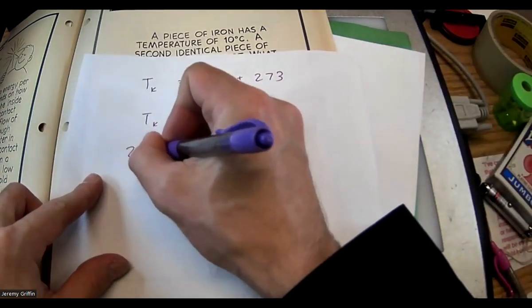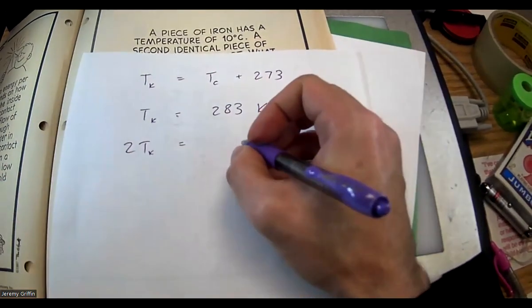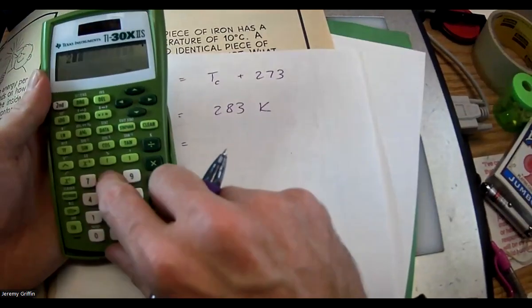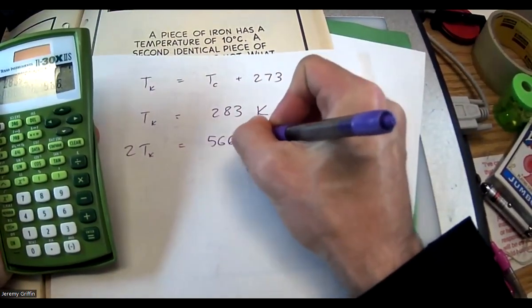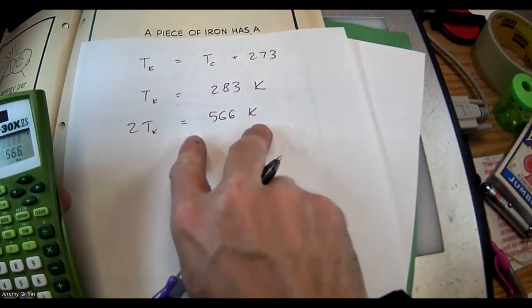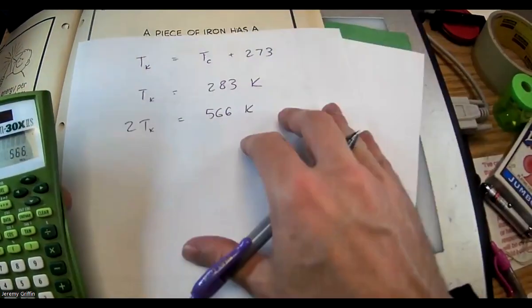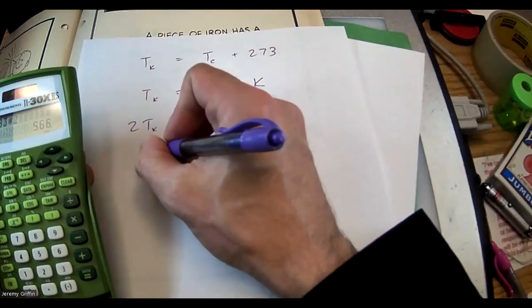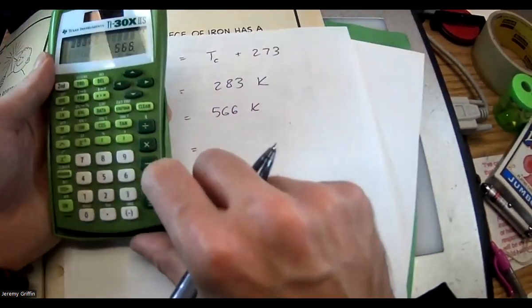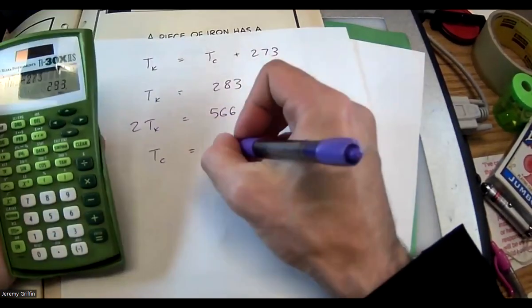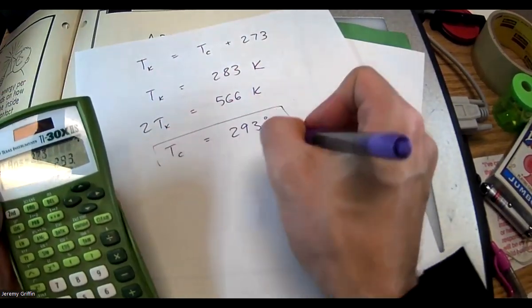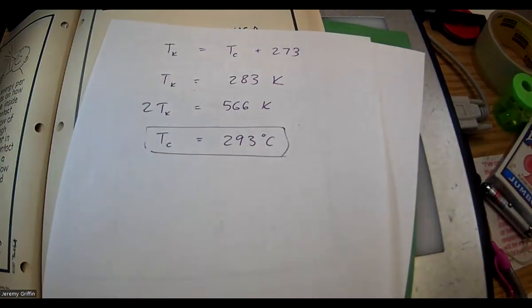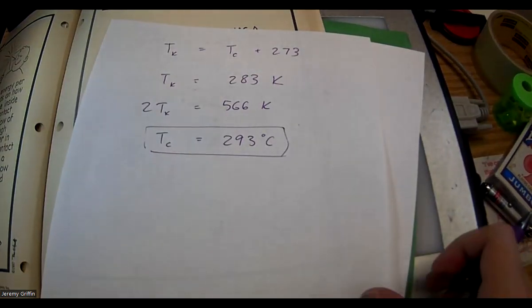Times 2 is 566 Kelvin. That's doubling the temperature right there. If you double temperatures, you have to do it in Kelvin. You can convert back to Celsius by subtracting 273. That's 293 degrees Celsius. So for 10 degrees Celsius, if you double the temperature, it's actually 293 degrees Celsius, because you have to go through Kelvin first.